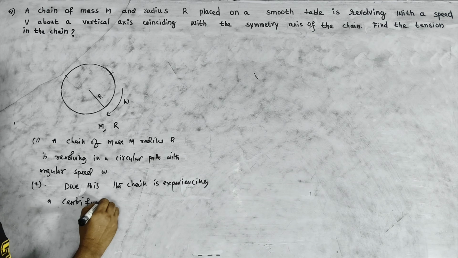And consider an elemental part of the chain of mass dm, length dl, and subtending an angle d theta at the center of the circle.